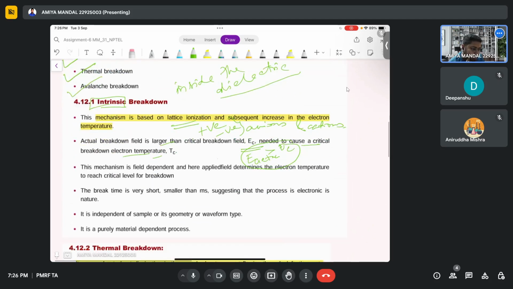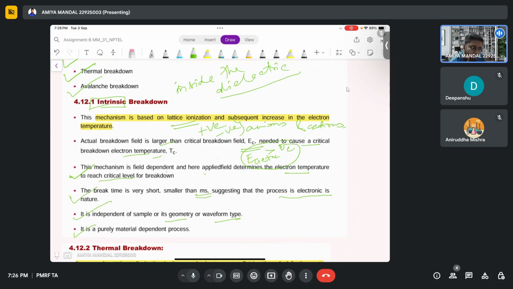Okay. And in the intrinsic breakdown, you can also see it is field dependent, and here the applied field determines the electron temperature to reach the critical level for breakdown. The break time is very short, smaller than a millisecond, suggesting that the process is electronic in nature. It is also independent of the sample, its geometry, or its waveform type. Okay, and it is a purely material dependent process.